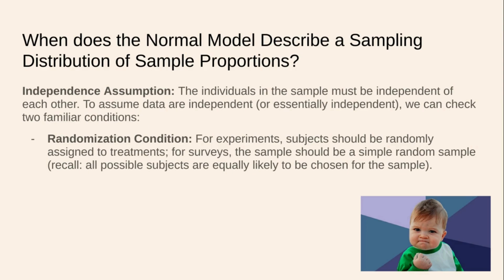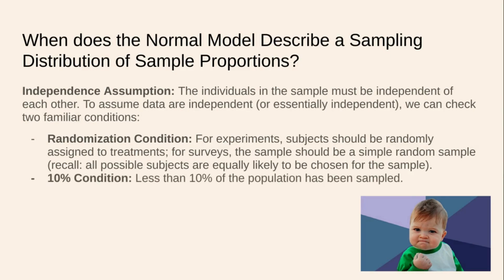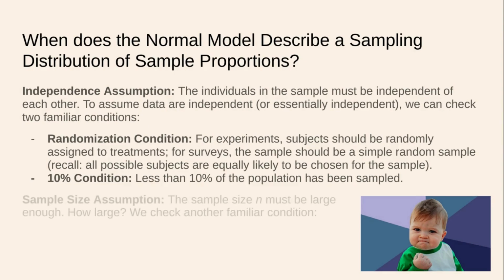Just to clarify, a simple random sample is a sample in which all possible subjects are equally likely to be chosen and all groups of subjects are equally likely to be chosen. I will add to my own notes. We also need the 10% condition, which we introduced in a previous chapter. I think it was chapter 16. We're only sampling less than 10% of the population. Otherwise, we cannot assume independence.